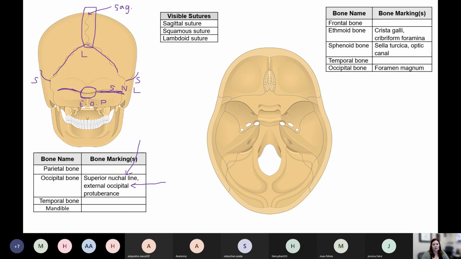When I go to the internal view, there is a bone that we hadn't met yet because it's one that's mostly seen on the inside. So this one here in the middle that kind of either looks like a bat or a butterfly or something weird. This bone here is called the sphenoid bone. The sphenoid bone. Couple of important bone markings in the sphenoid bone.